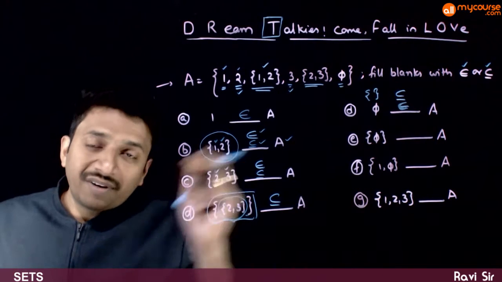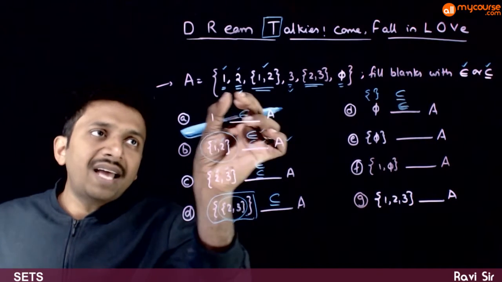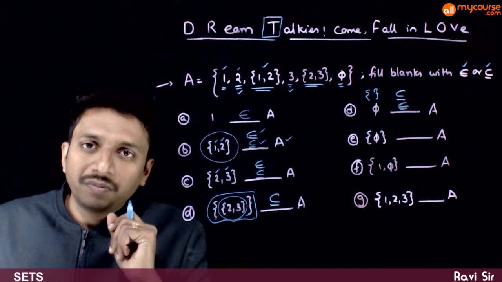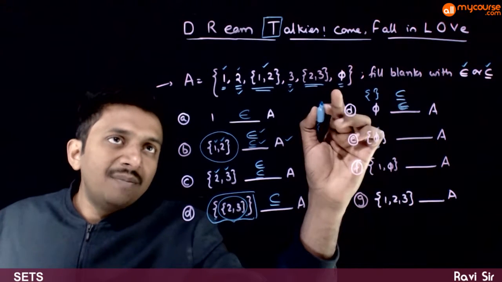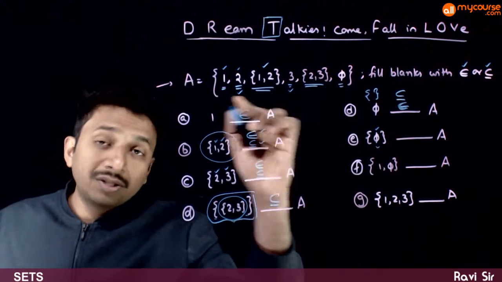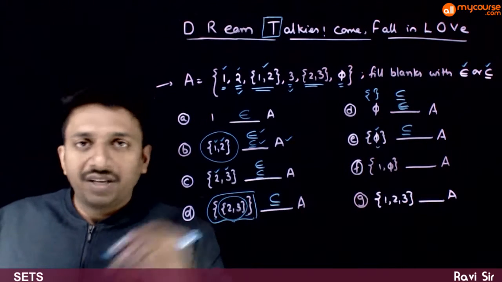Let us talk about the set containing phi. So is the set containing phi an element of A? No. But phi is an element of set A, so phi is also contained in A, hence the set containing phi is a subset of A.